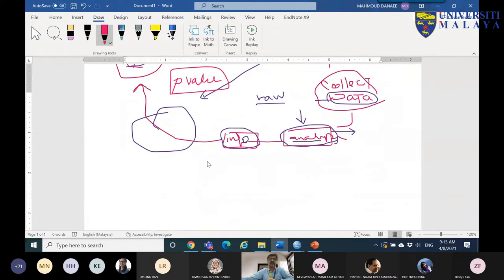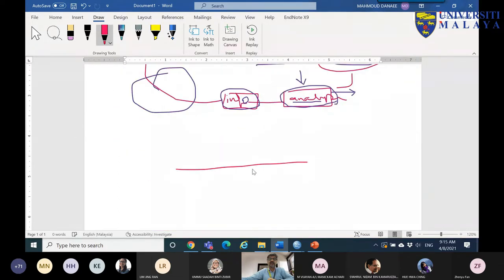Of course, if the p-value is less than 0.05, what do you say? If the p-value is less? Significant. Yes. You use the term significant. And when the p-value is above 0.05, you use this term, not significant.